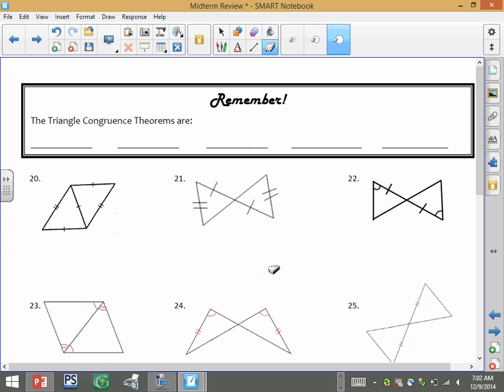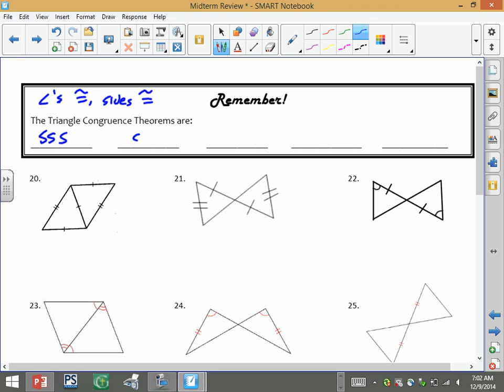We'll take a quick look at the triangle congruence theorems. Unlike the similarity situation, we want congruent. We want the angles to be congruent, and the sides are going to be congruent. So before we had proportional sides, now we have congruent sides. If you remember, there are 5 of those.